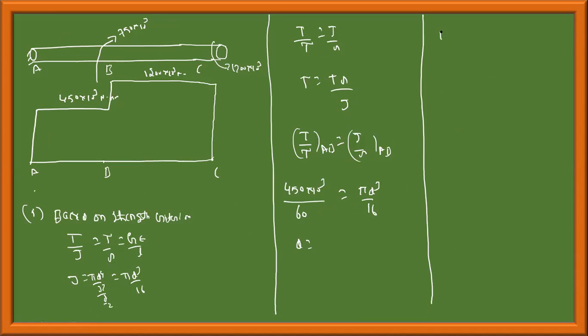Next, T by tau of BC is equal to J by R of BC. T is 1200 into 10 power 3 by 60, which is equal to pi d cube by 16. Diameter is uniform. Can you tell me d in both the cases?